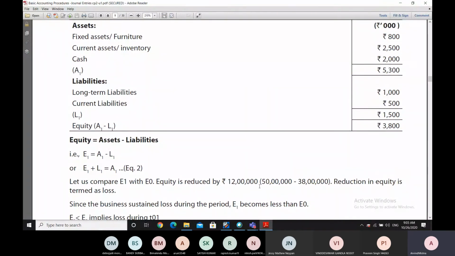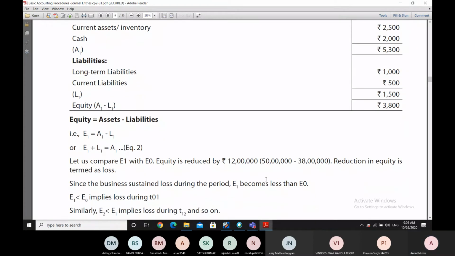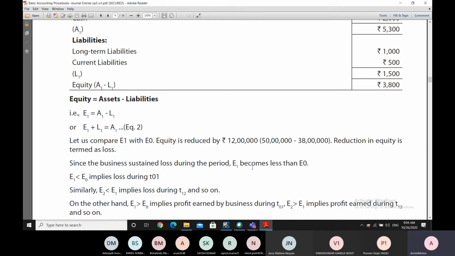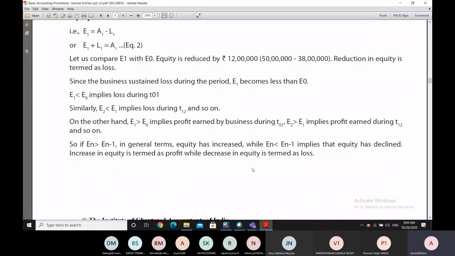rupees. So 50 lakh minus 38 lakh, which is 12 lakh, is the reduction in the equity, and reduction in equity is termed as the loss. Earlier the equity was 50 lakh, now the equity is 38 lakh. 12 lakh is the reduction in the equity. And how does the equity reduce? Because in the equity or in the capital, the incomes are also being added and expenses are also being reduced. So in this case, loss has happened.